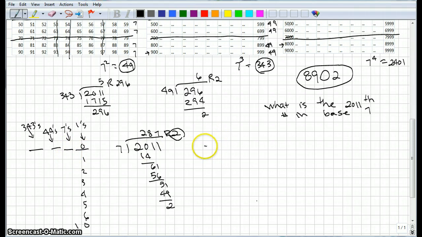All right. So let's figure out what the next place value is, what the next digit is. Okay, so we have 287 groups of 7. So let's figure out how many 7 sevens we have, or how many 49s we have. Okay, because the next one is going to be the 49s place. So if you just divide this by 7 again, we'll get the number of 49s. And the remainder will be what is in the 7's place.